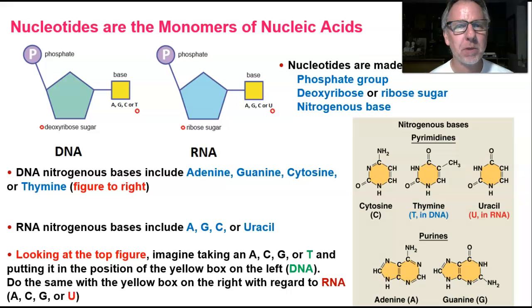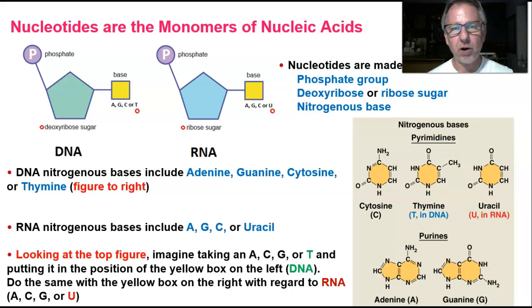So look at the figure in the top left of your slide, and it's showing you two nucleotides, a DNA nucleotide and an RNA nucleotide. And you can see some common features to each one. Each one is made of 3 parts: a phosphate functional group, a sugar, and what's called a nitrogenous base. Those are the 3 parts. In DNA and in RNA, all the phosphates are identical.